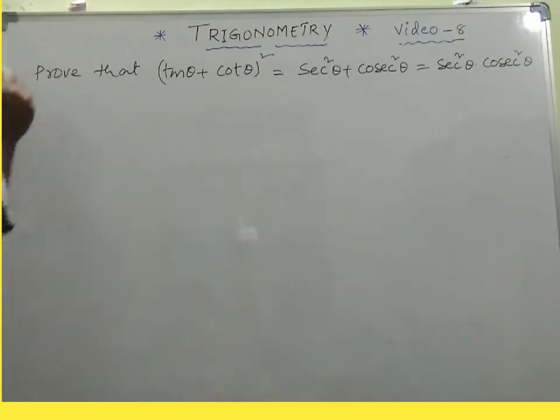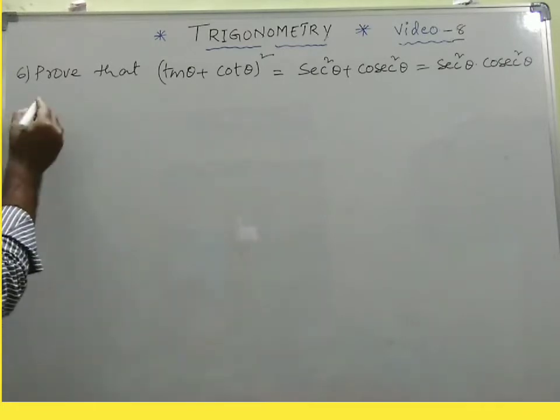Question number 6. Prove that (tan theta plus cot theta) whole square is equal to secant square theta plus cosecant square theta, and that is equal to secant square theta into cosecant square theta. So what is given?